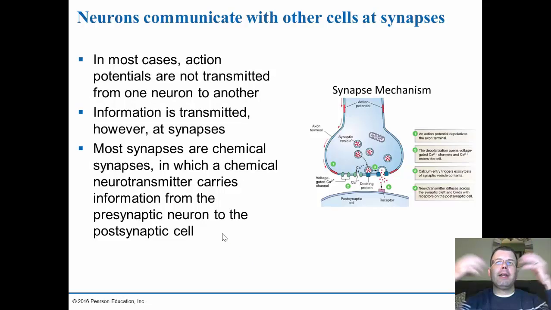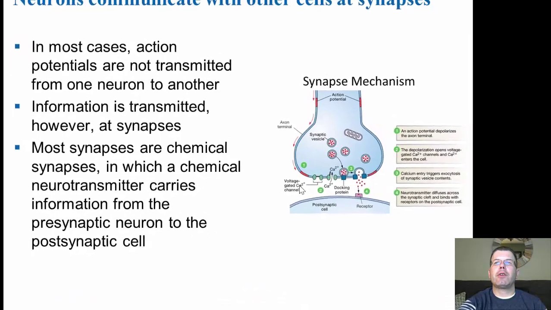Okay, now when we get to the end of the nerve, what happens? We have these things called synapses.